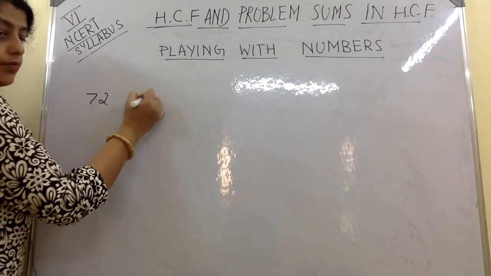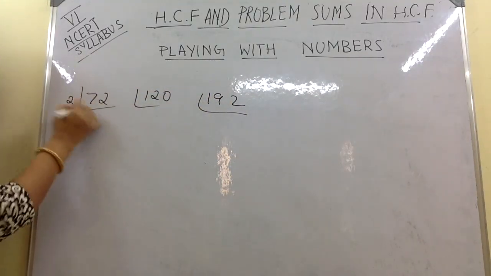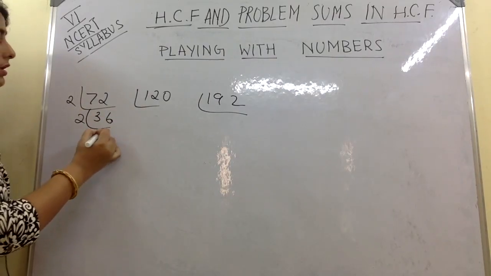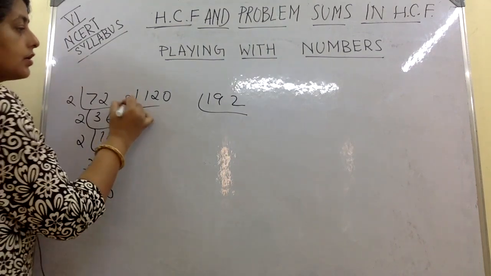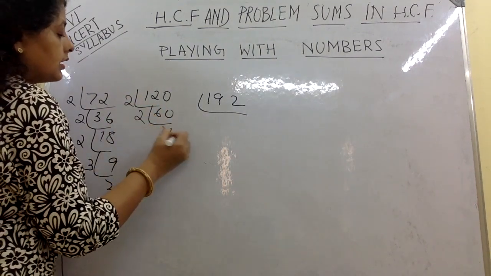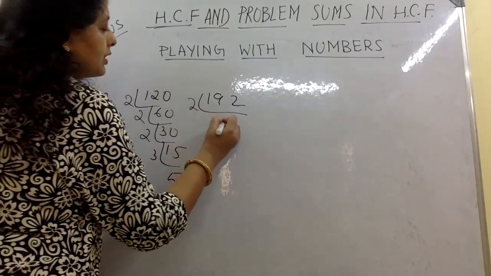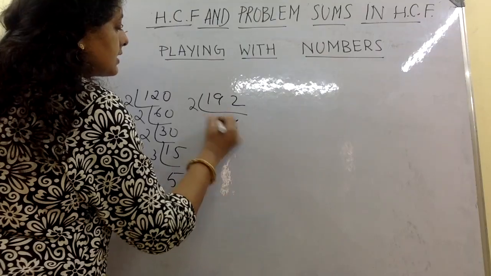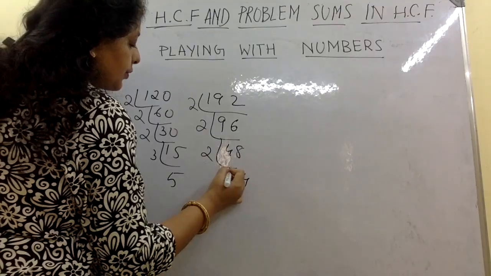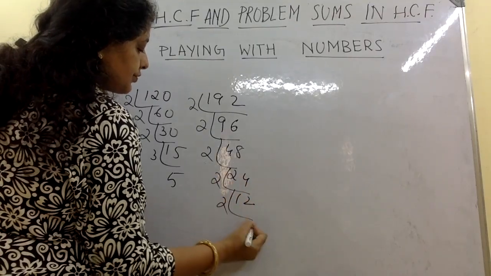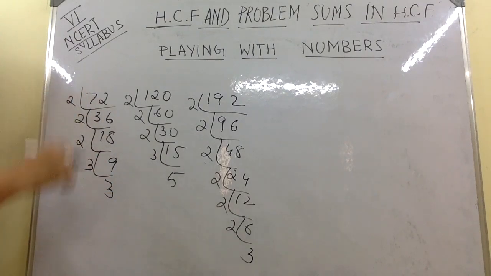72 and 120 and 192. There are 3 numbers, so we'll do prime factorization. 72 is 2 times 36, 2 times 18, 2 times 9, and 3 times 3. 120 is 2 times 60, 2 times 30, 2 times 15, and 3 times 5. 192 is 2 times 96, 2 times 48, 2 times 24, 2 times 12, 2 times 6, and 2 times 3. So full prime factorization has been done for these.